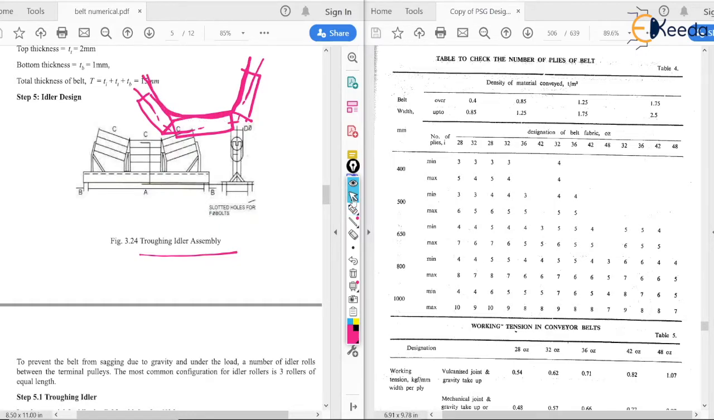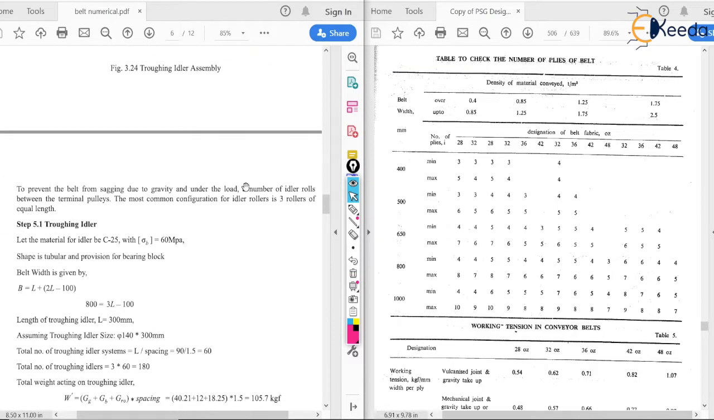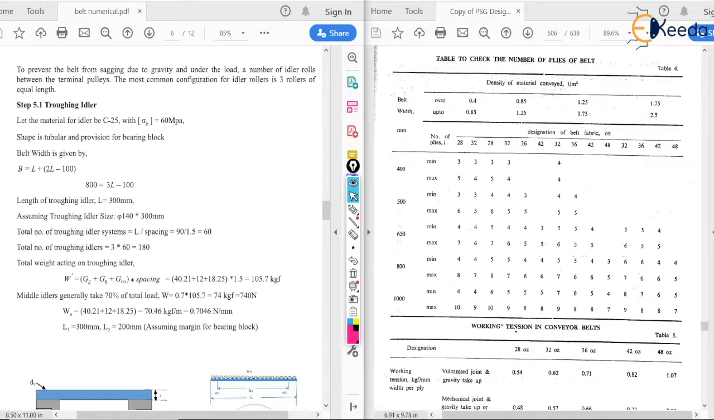Now, to prevent the belt from sagging due to gravity and under the load, a number of idler rolls are placed between the terminal pulleys. The most common configuration for rollers is 3 rollers of equal length. This is important: we use a 3 roller system which has equal length. Now we are going to start with the troughing idler. There are 2 idlers, troughing and return. So first we will calculate with the troughing idler. So this is the troughing idler.